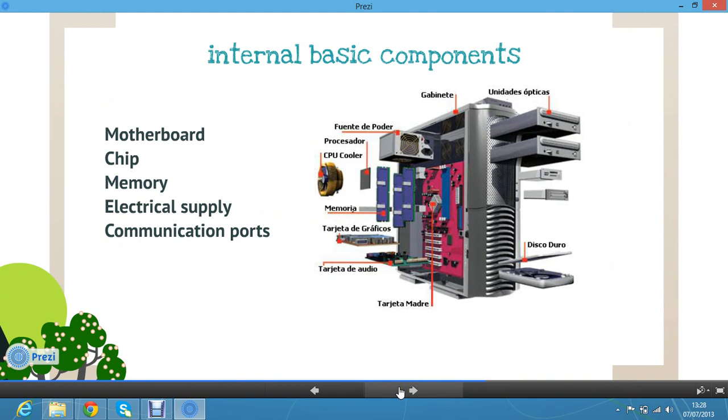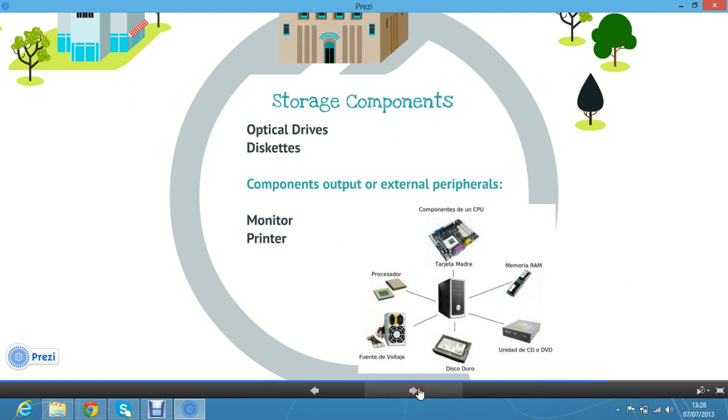Internal basic components: mainboard, chips, memory, electrical circuits, communication ports. Storage components: optical drives, diskettes. Outputs or external peripherals: monitors, printers.